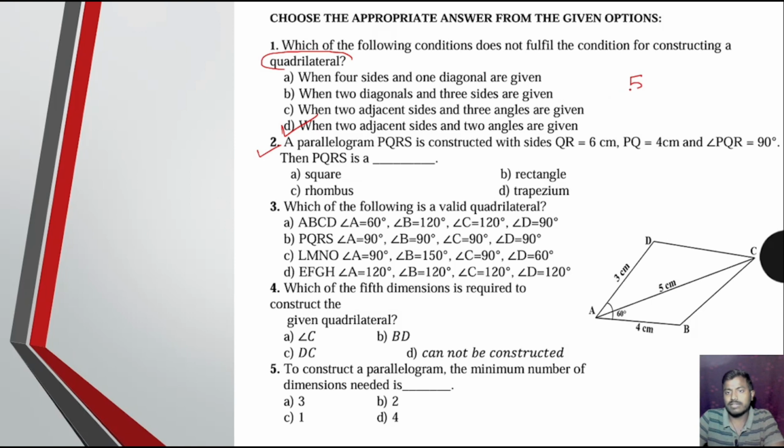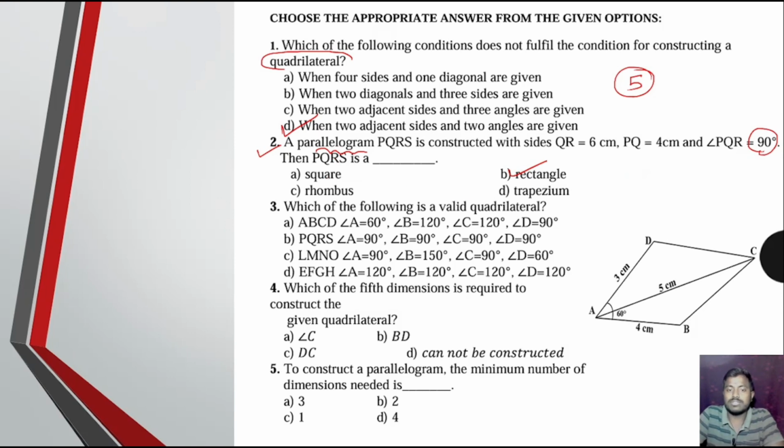Question number 2. Minimum 5 are required. A parallelogram PQRS is constructed with side QR 6 cm, and PQ and angle 90, then PQRS is a dash. Here it is a parallelogram, so opposite sides are equal and the angle is 90, so it is a rectangle. If it is a rhombus, then it must be a square.